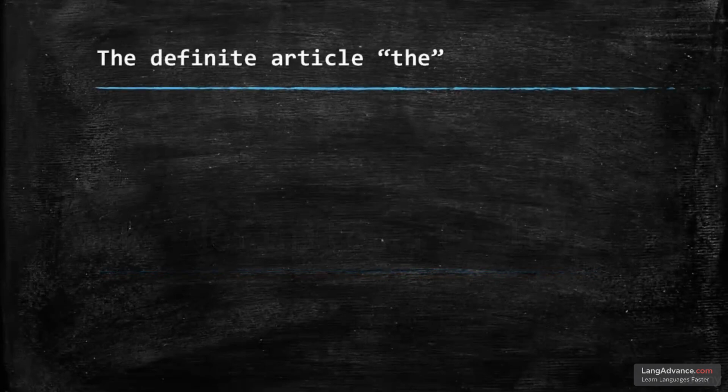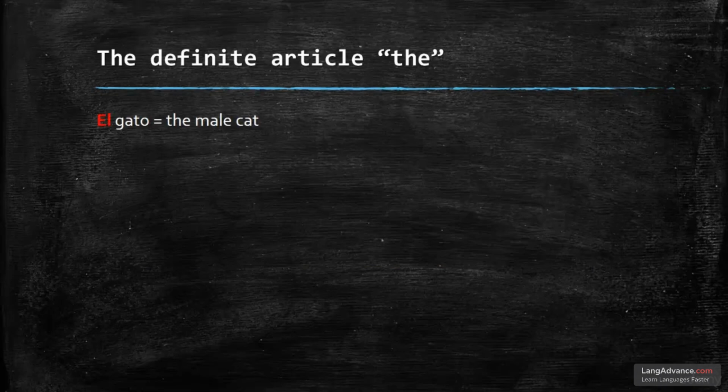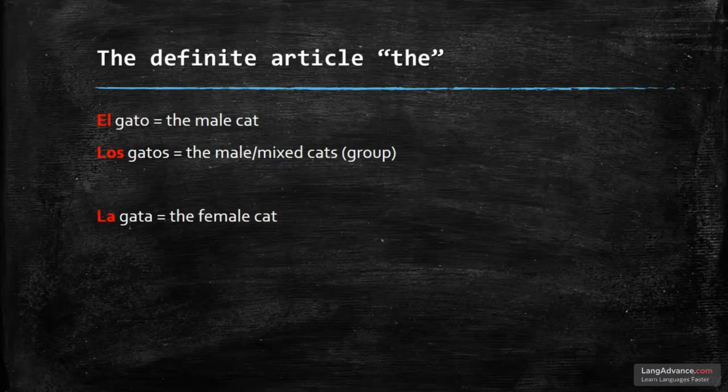In Spanish, the definite article the has 4 forms. Let's take some examples. El gato means the male cat, while los gatos means the male or mixed cats, referring to a group. Taking another example, la gata implies the female cat, while las gatas means the female cats, again referring to a particular group of female cats.